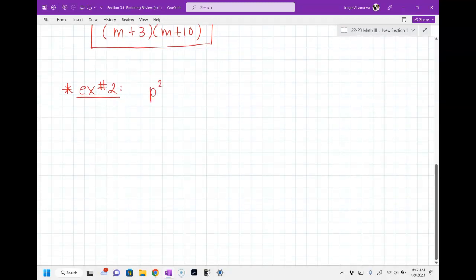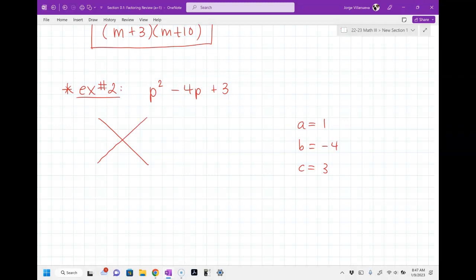We're going to factor p squared minus 4p plus 3. Again, if you want to list your ABCs, my A term, my B term, and my C term: A is 1, B is negative 4, and C is a positive 3. You don't have to do that if you don't want to, but it might be helpful if you're trying to figure out what to plug in where. So I'm going to go ahead and do the X and multiply my A times C. So A times C, that's 1 times 3. That's a 3. And then my B term is a negative 4.